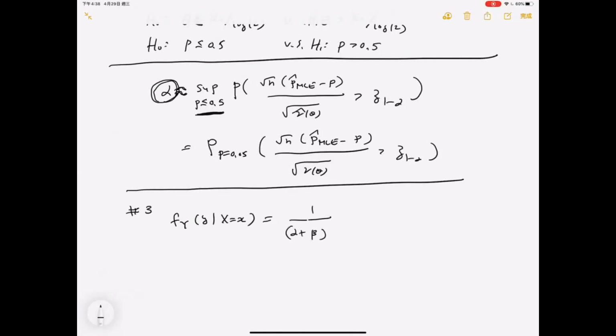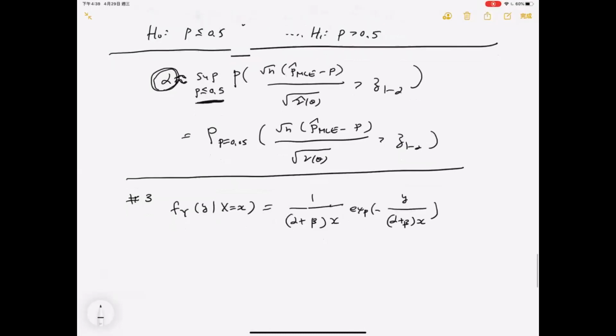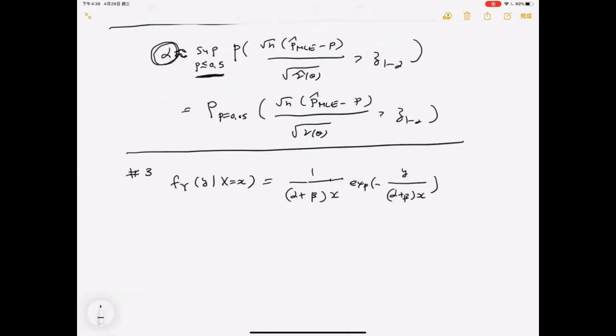your PDF has to have that little x in there because it's a conditional PDF. Otherwise, there's no reason to condition on x. Okay, but it does look like an exponential, right? You can call it exponential, I think. Then I also give a marginal PDF. The marginal PDF of x is another exponential.